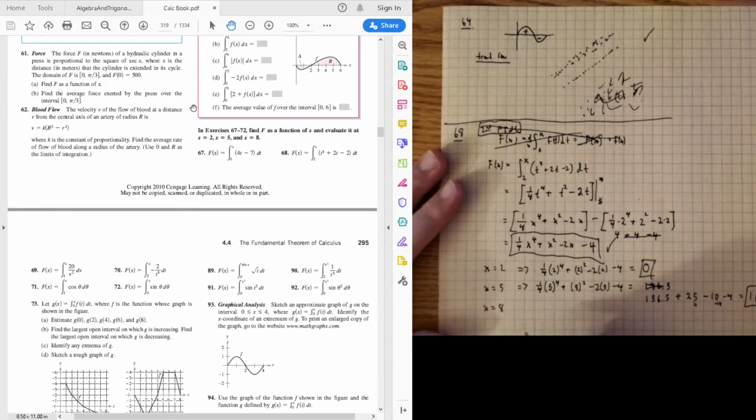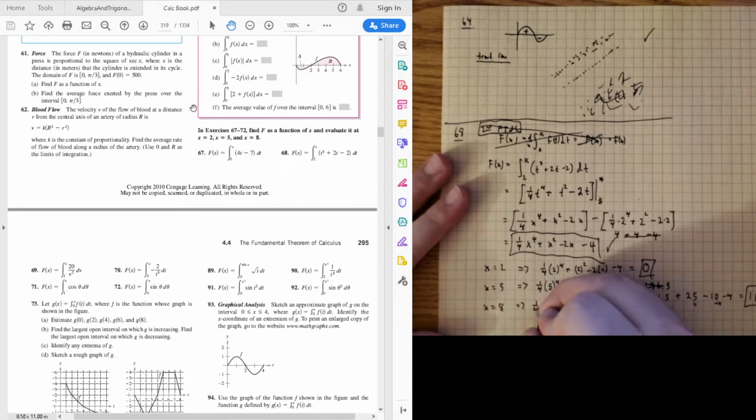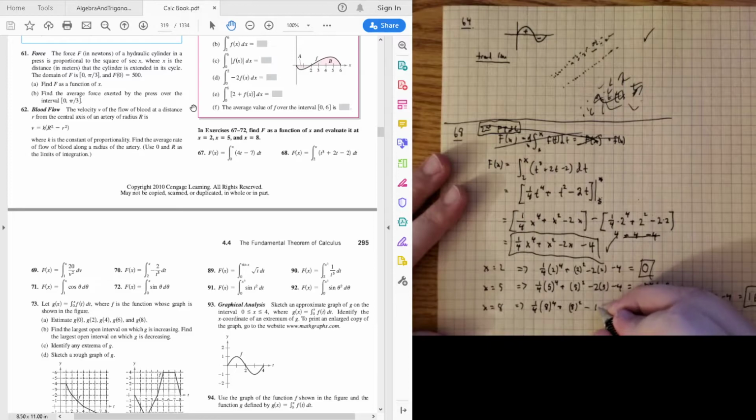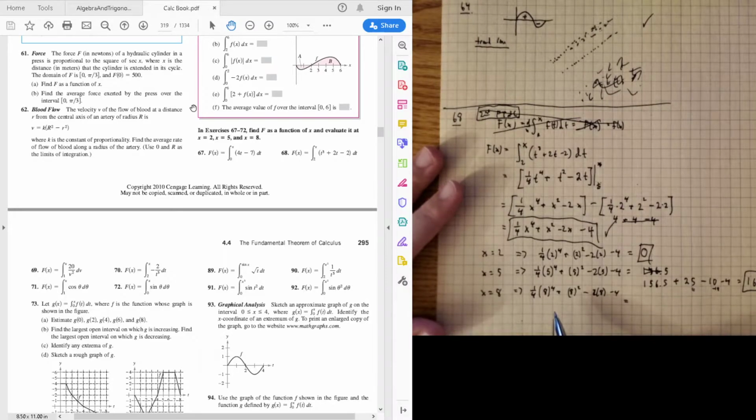All right, 8. So again, everywhere there used to be an x, I replace with an 8. 1/4, 8 to the 4th, plus 8 squared minus 2 times 8 minus 4. Okay, go down here. 8 to the 4th power. So that'd be 64 times 64. That's a big number. I'm going to simplify some of that. So it'd be 64 times 8.